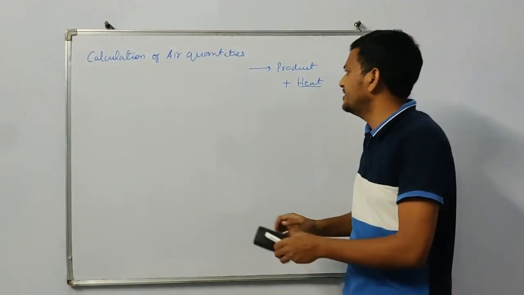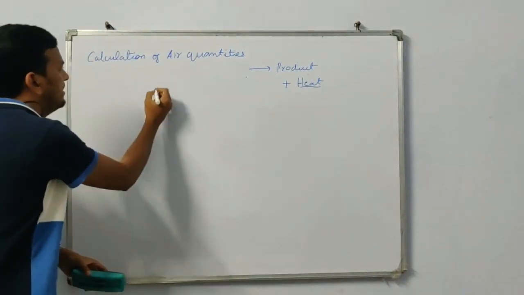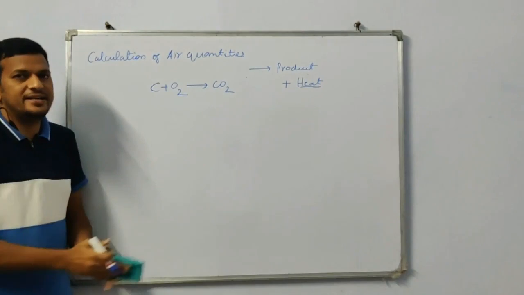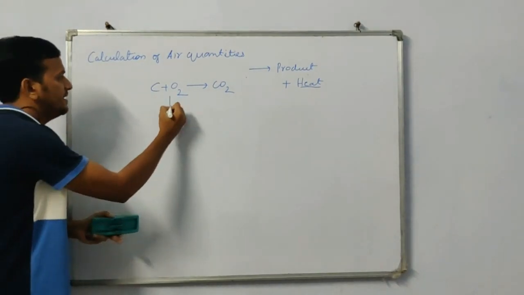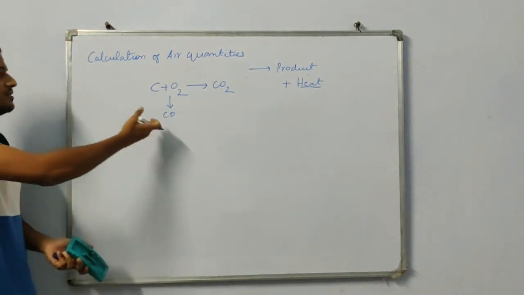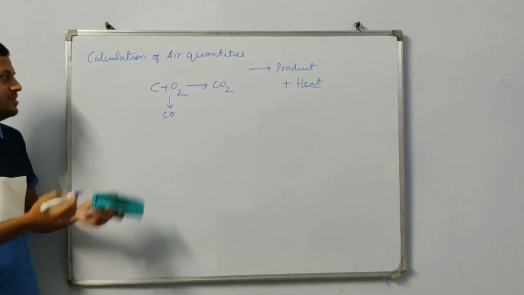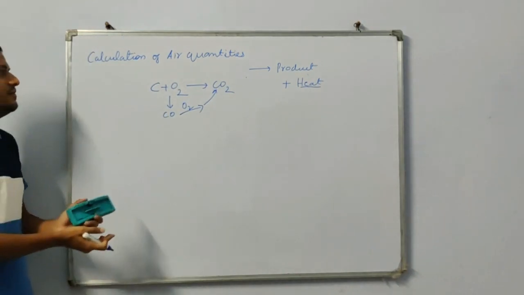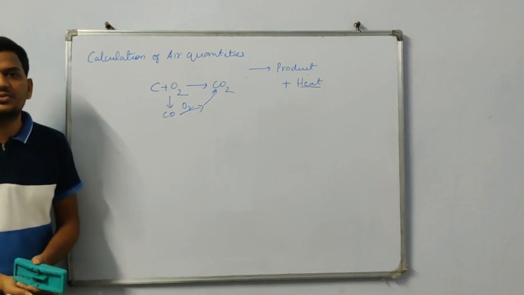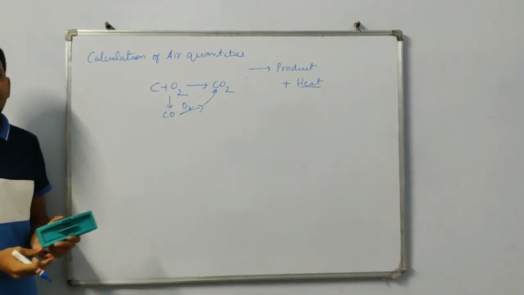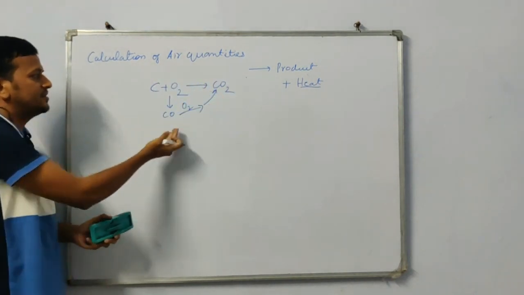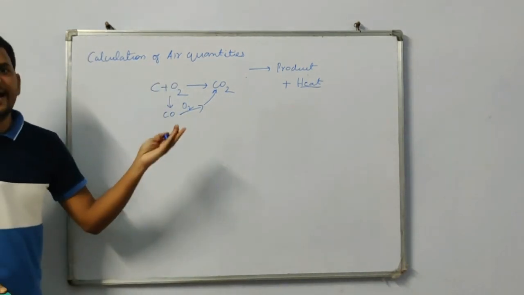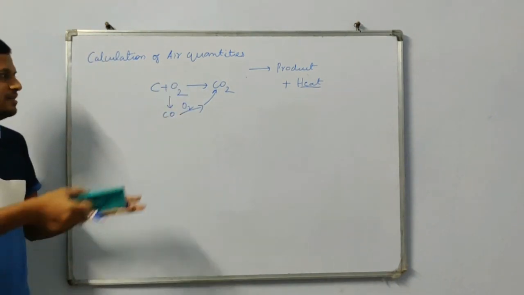Complete combustion means, for example, when carbon reacts with oxygen, it gives carbon dioxide. So conversion of carbon into carbon dioxide is called complete combustion. If carbon converts into carbon monoxide, this cannot be considered complete combustion, it is partial combustion. For this, another mole of oxygen is required to convert it into carbon dioxide. For hydrogen, it will convert into water. So we must know the difference between complete and partial combustion. Here we are finding the amount of air as well as oxygen required for complete combustion of the fuel.